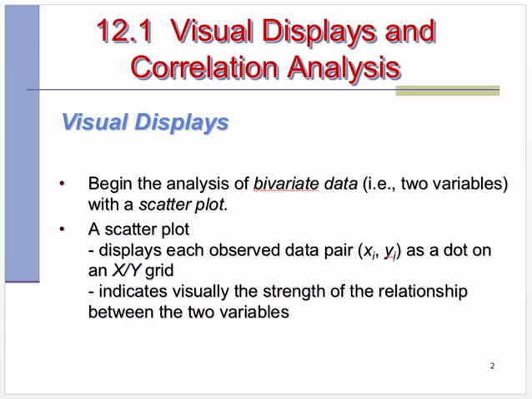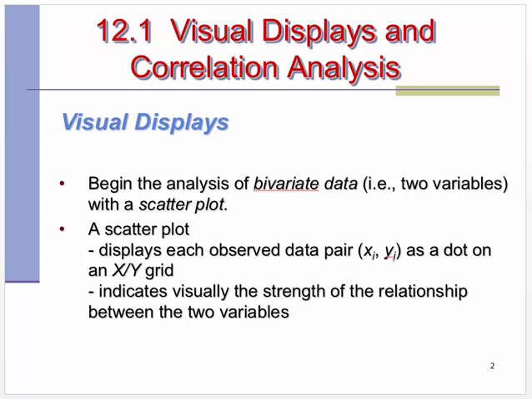Okay. Let's start with the visual displays and correlation analysis. We touched upon correlation briefly before when we drew the scatter plot chart. About the visual displays, we can begin with the analysis of bivariate data.